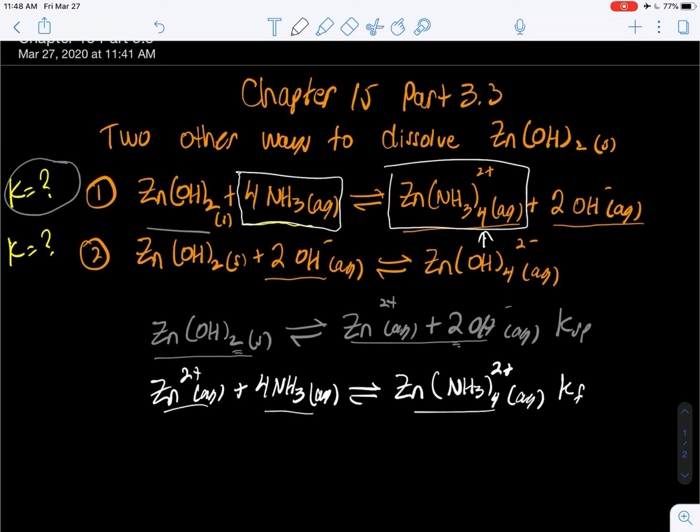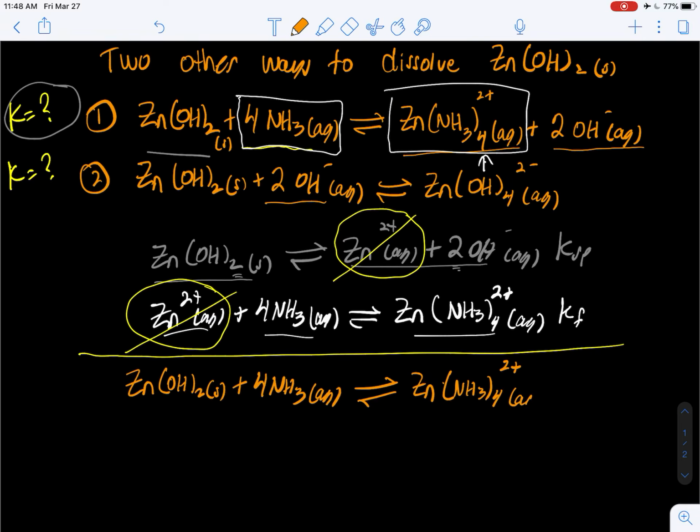So that's zinc hydroxide and your 4 ammonia molecules. On the right-hand side, we would have the zinc ammonium ion and 2 hydroxide ions. It doesn't matter if you write hydroxide first or last, just make sure they're both on the right. The equilibrium constant for this net reaction would be Ksp times the Kf.